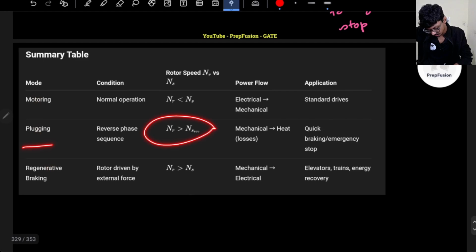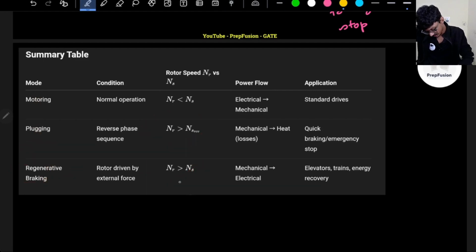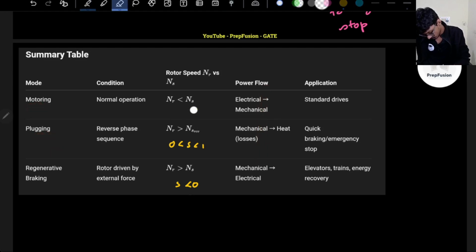Plugging is this region. Regenerative braking is when nr is greater than ns, when the slip is negative. This is the motoring region, where the slip is between 0 and 1, and in the plugging region the slip is greater than 1. This is also known as the dynamic braking region.